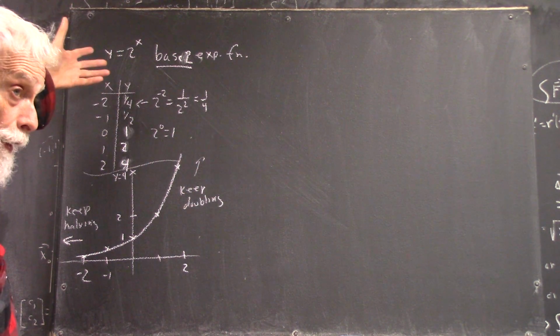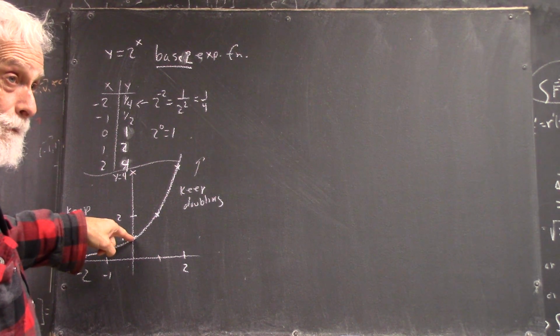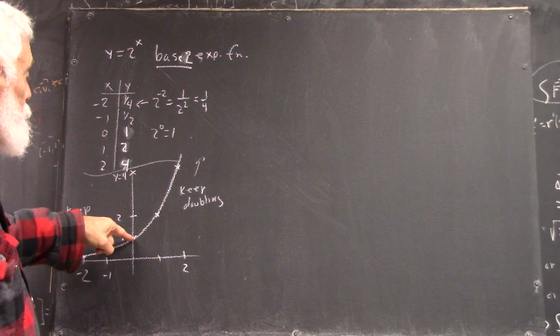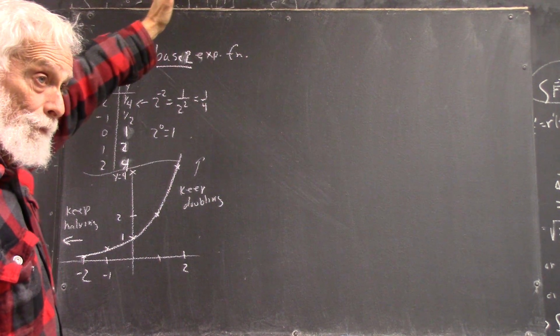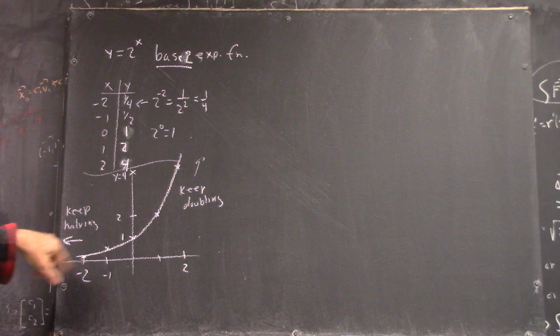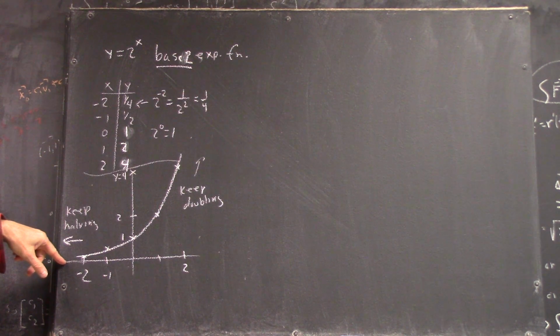Now, if it was 3 to the x, it would still be 1 here, because 3 to the 0 is 1. But then you would triple the height every time, so it would go up even faster. And you would cut it in third every time, so it's going to approach the axis here much faster.